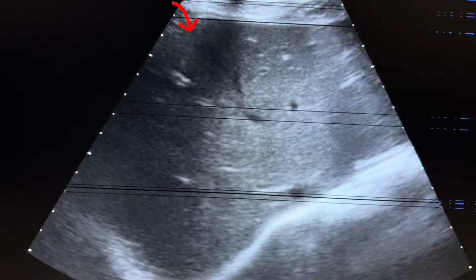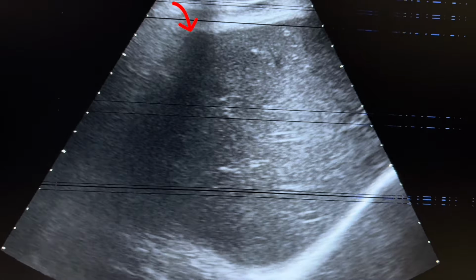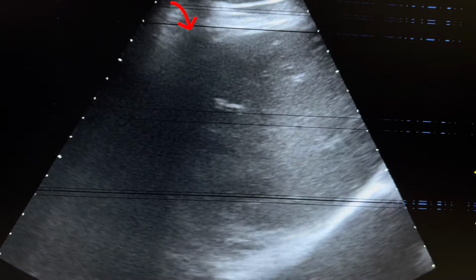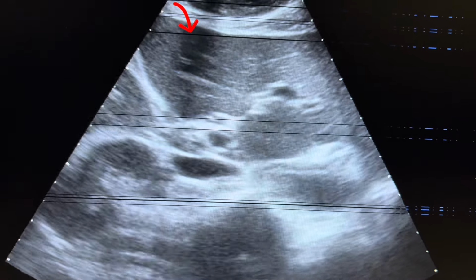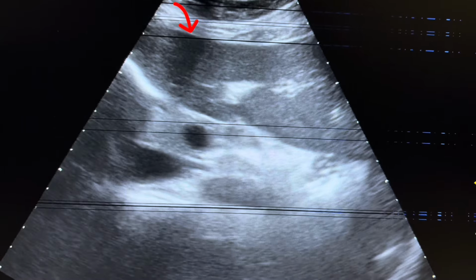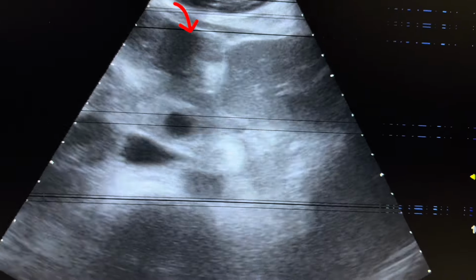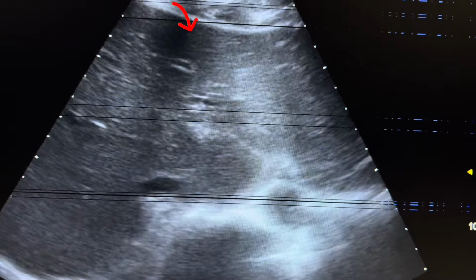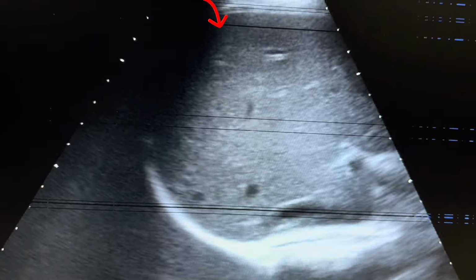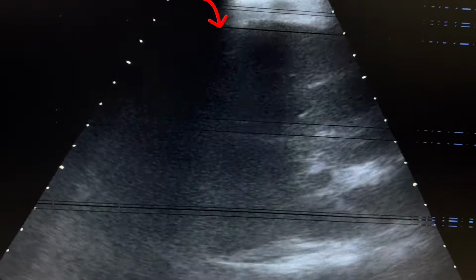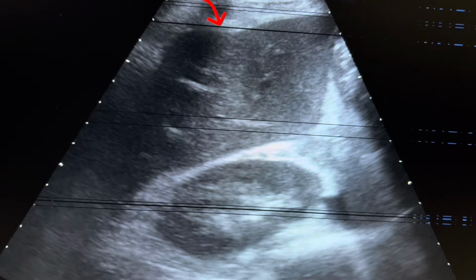Now rotating the probe from the epigastrium to the right hypochondrium to scan for pathology in the right lobe of the liver. Here we see the right lobe, which is also normal, and no mass lesion is present. Now we are sliding the probe from the epigastrium to the right hypochondrium between the ribs to find the abscess or cyst which was present in the previous scan.